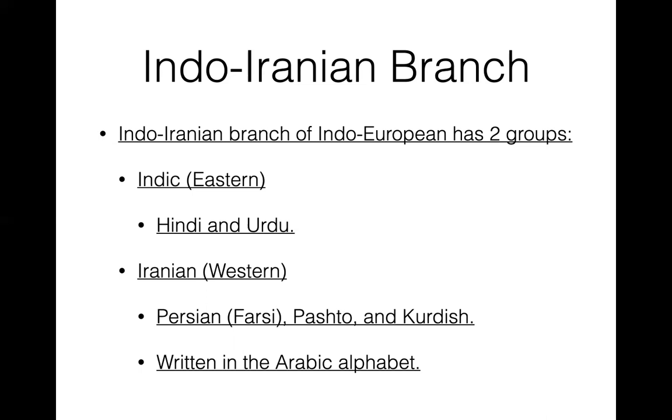Pakistan still uses several of these languages as well, and Afghanistan. So even though it's called Iranian, it doesn't mean it's only spoken in Iran.